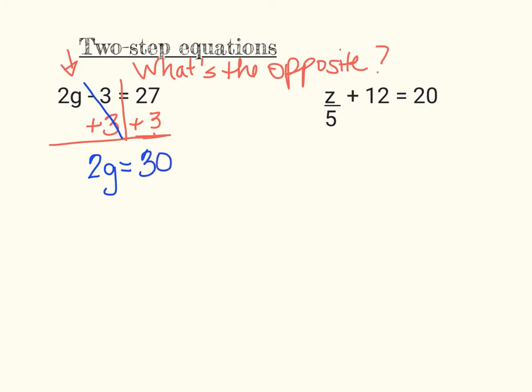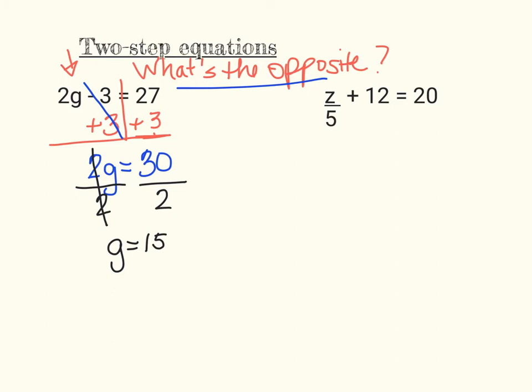So now I have to do it again. What's the opposite again? Well, this is 2g. That means 2 times g. What's the opposite of multiplication? That would be division. I'm multiplying by 2, so I'm going to divide by 2, both sides, to keep it balanced. These 2's cancel. I'm left with g equals 30 divided by 2 is 15.